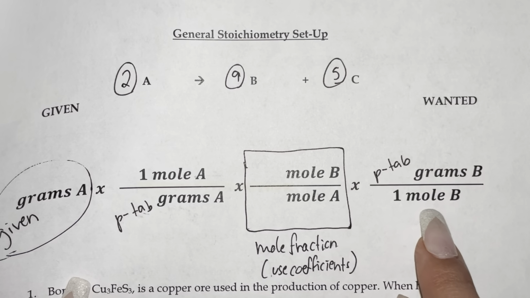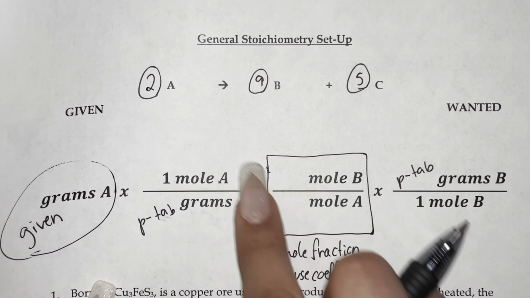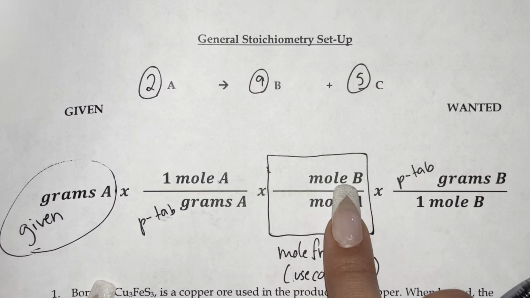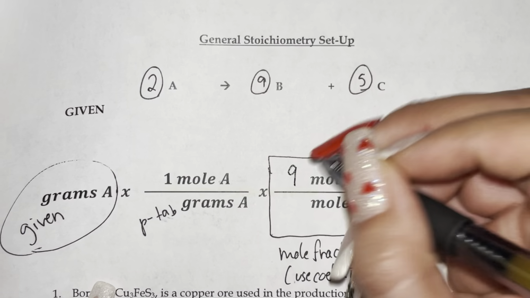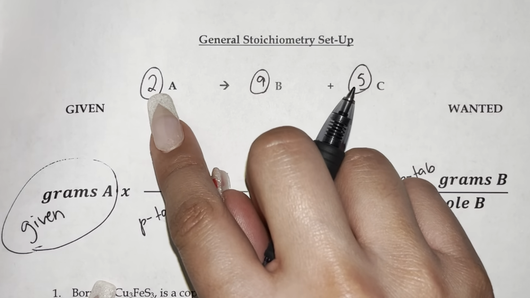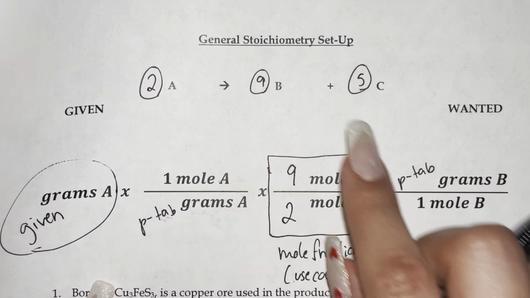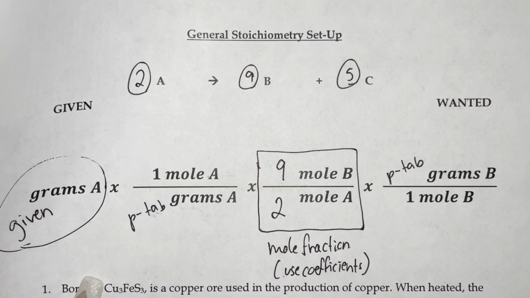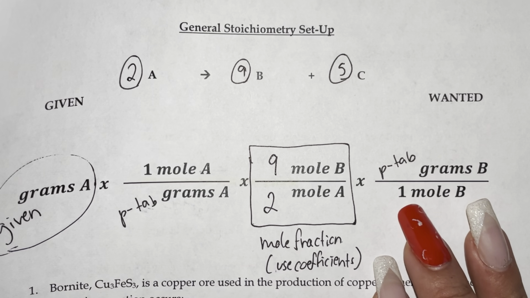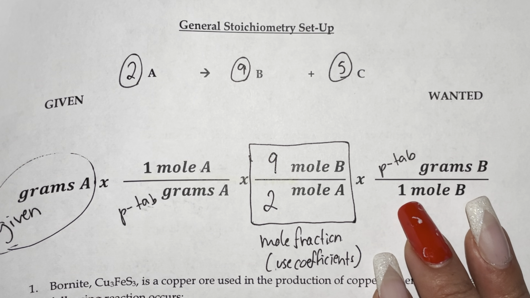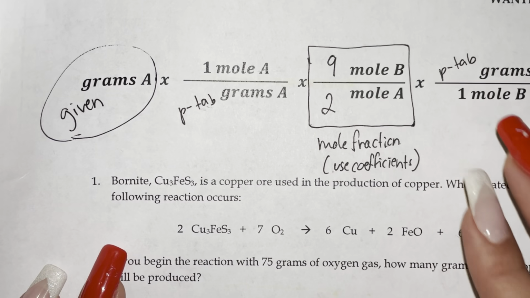Let's say that was B, right? This number you're going to get from up here. So, okay, mole B, boom, mole B, that's a 9. Mole A, boom, mole A, that's a 2. And that's the only reason why you're plugging these, because again, you get them from the coefficients. All right. And we're going to move on to the first question.